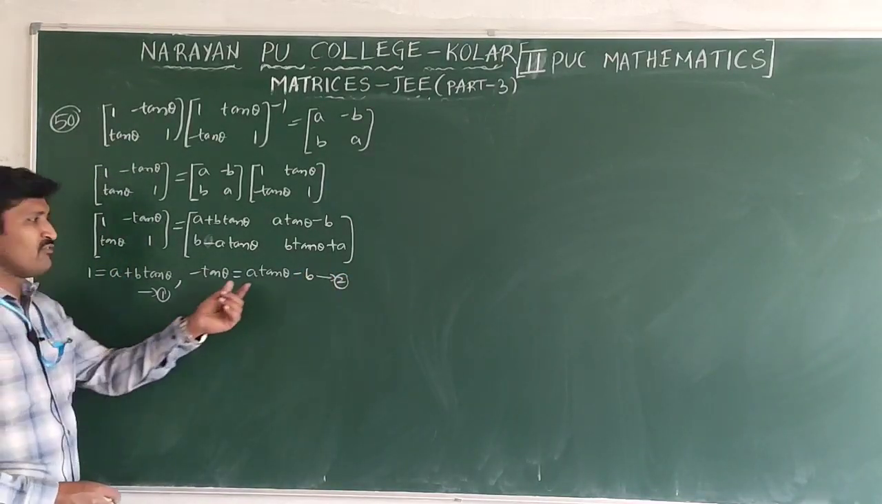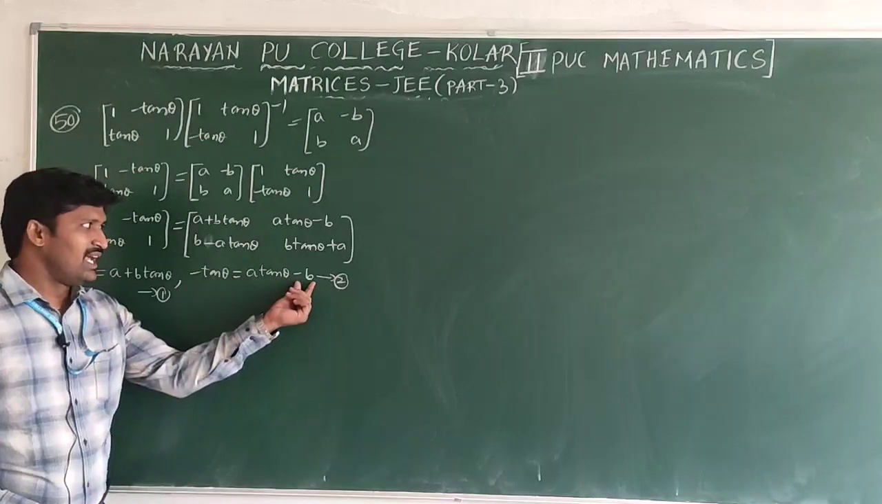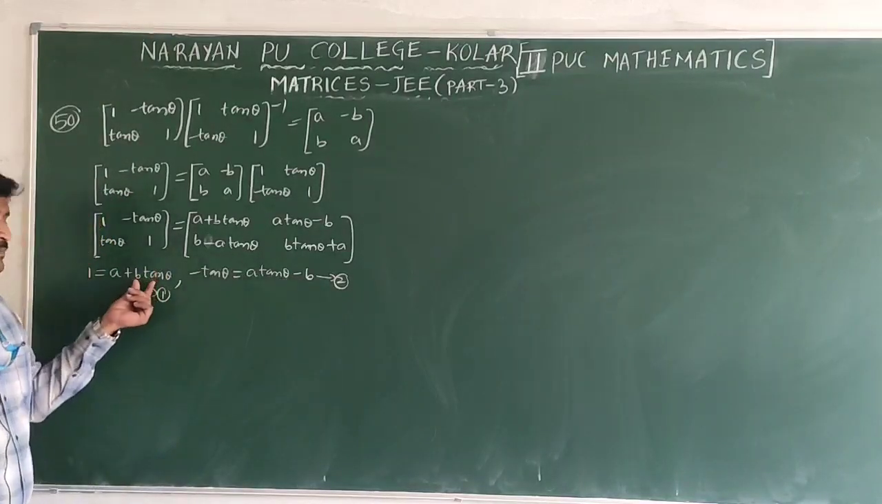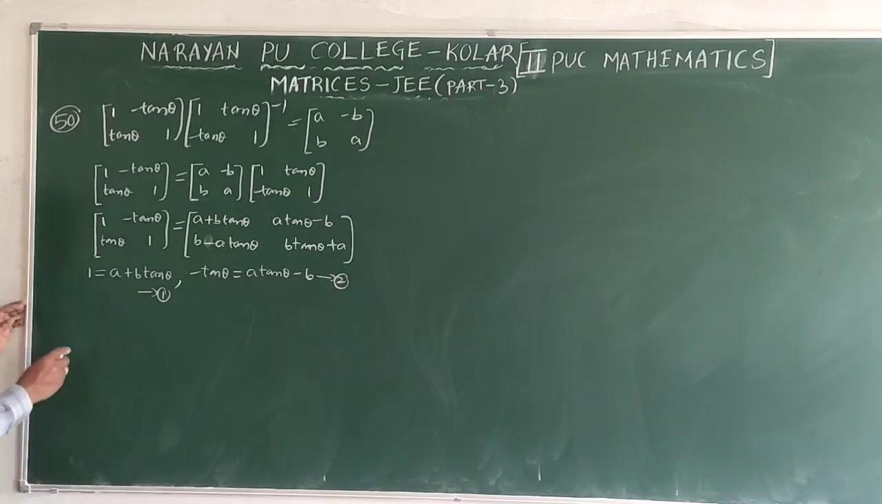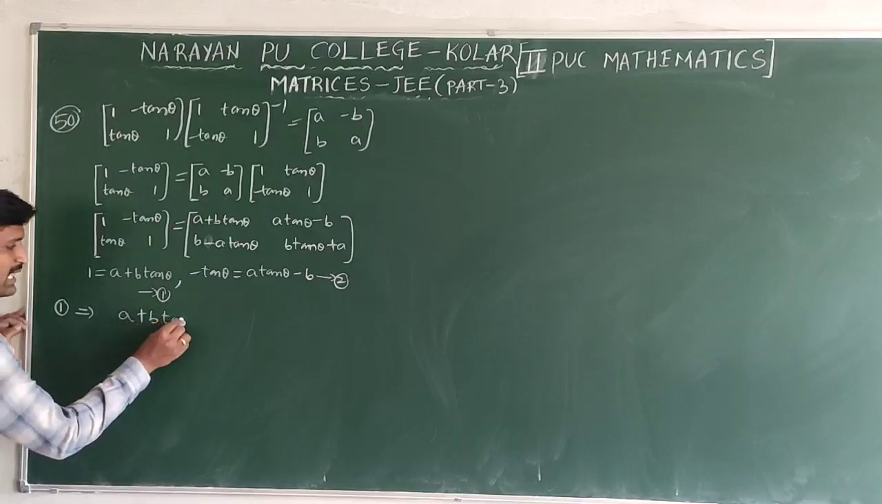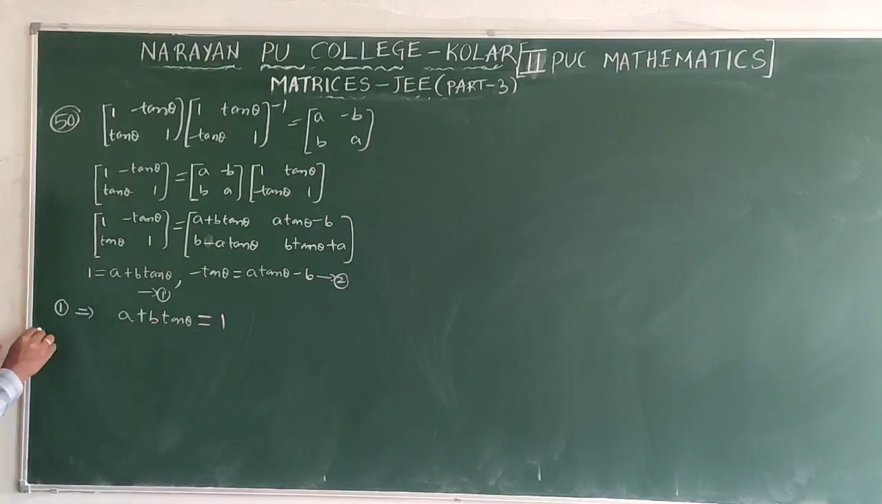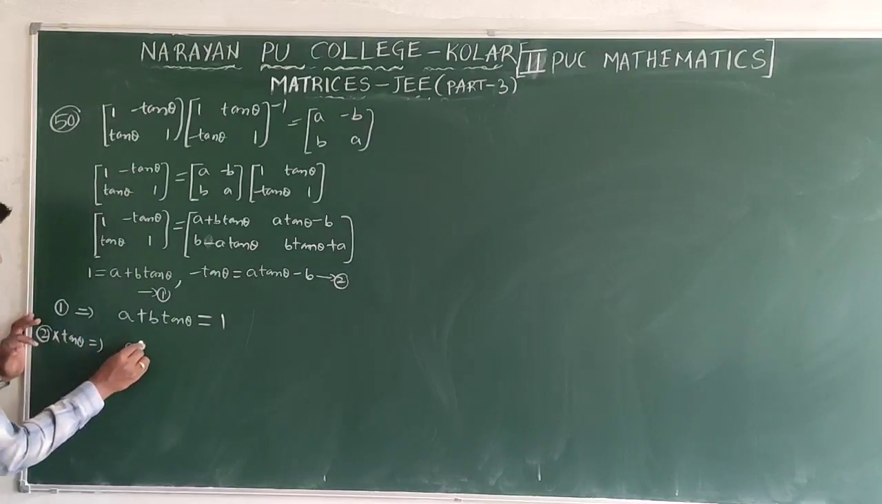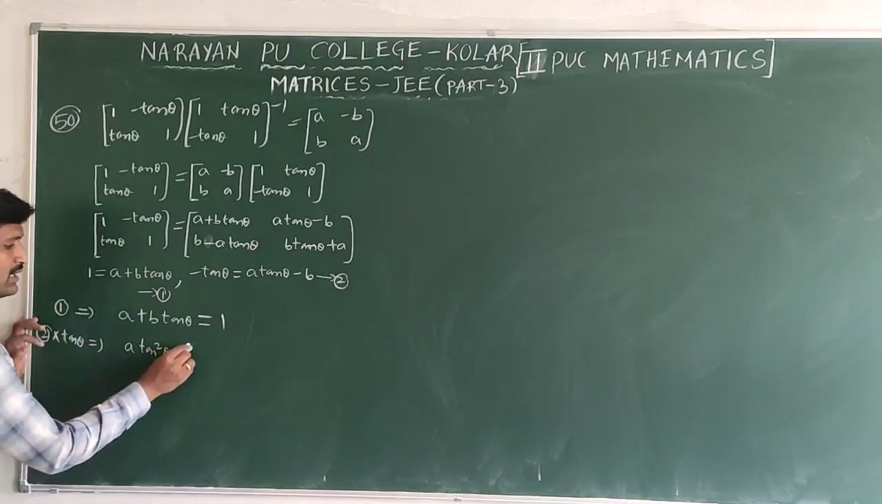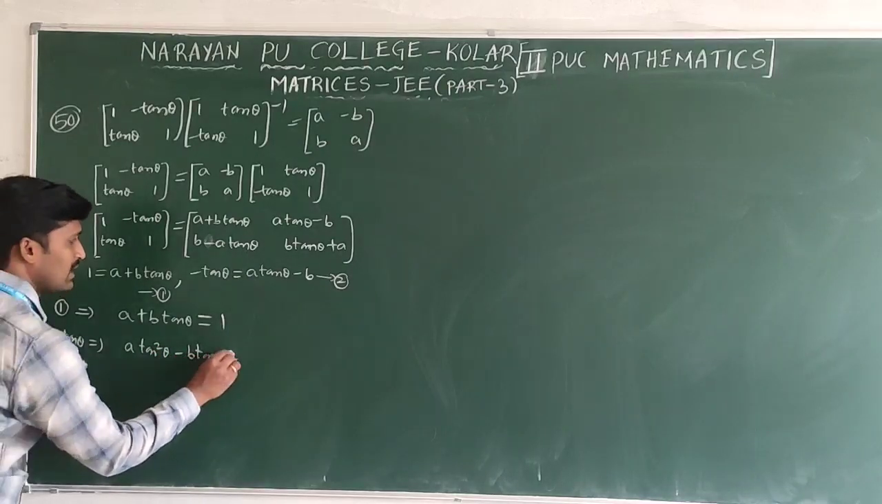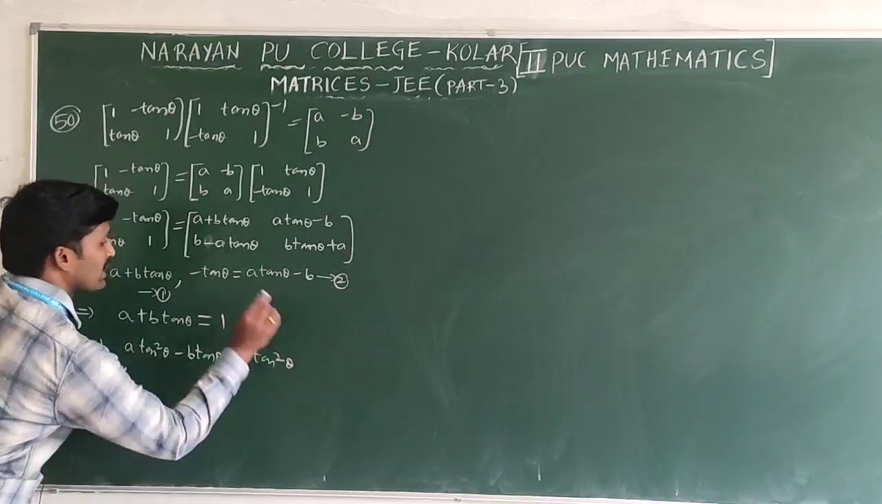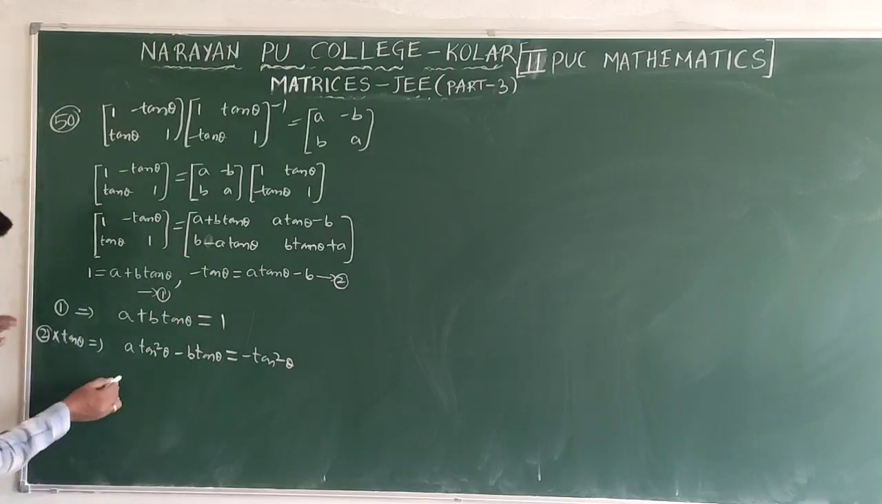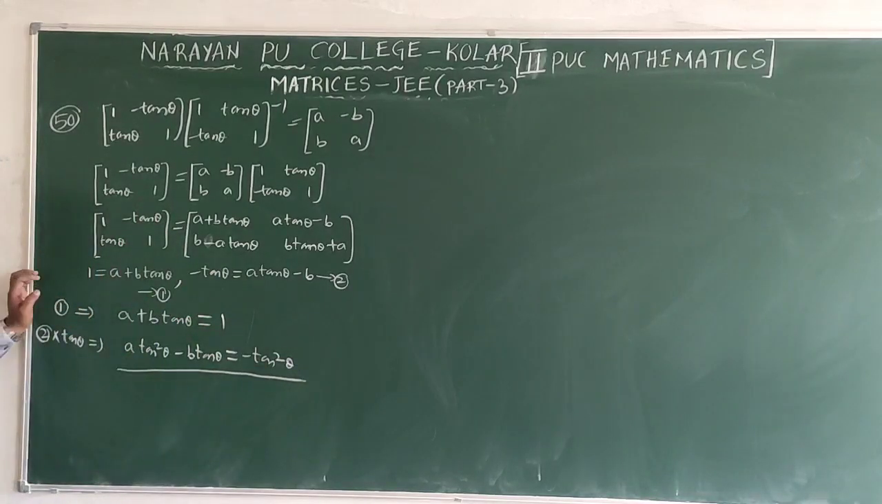Now if I multiply the second equation by tan theta, it becomes minus B tan theta, and plus B tan theta gets cancelled. That's why the first equation stays as it is, A plus B tan theta equal to 1. For the second equation I am multiplying with tan theta. What will you get? A tan square theta minus B tan theta equal to minus tan square theta. If you add these equations, these two get cancelled. Now what will you get?